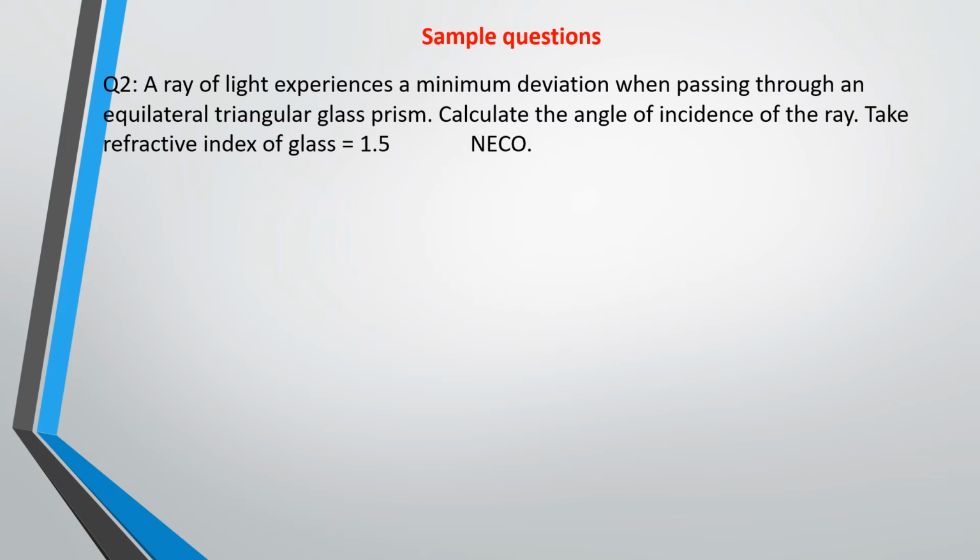So for this particular question, since it is an equilateral triangle, it means that A, the refracting angle of the prism, is equal to 60 degrees. They give you the refractive index of the glass to be 1.5. Since A is equal to 2r, r will be equal to what? A over 2, which is 60 over 2, and that gives us 30 degrees.